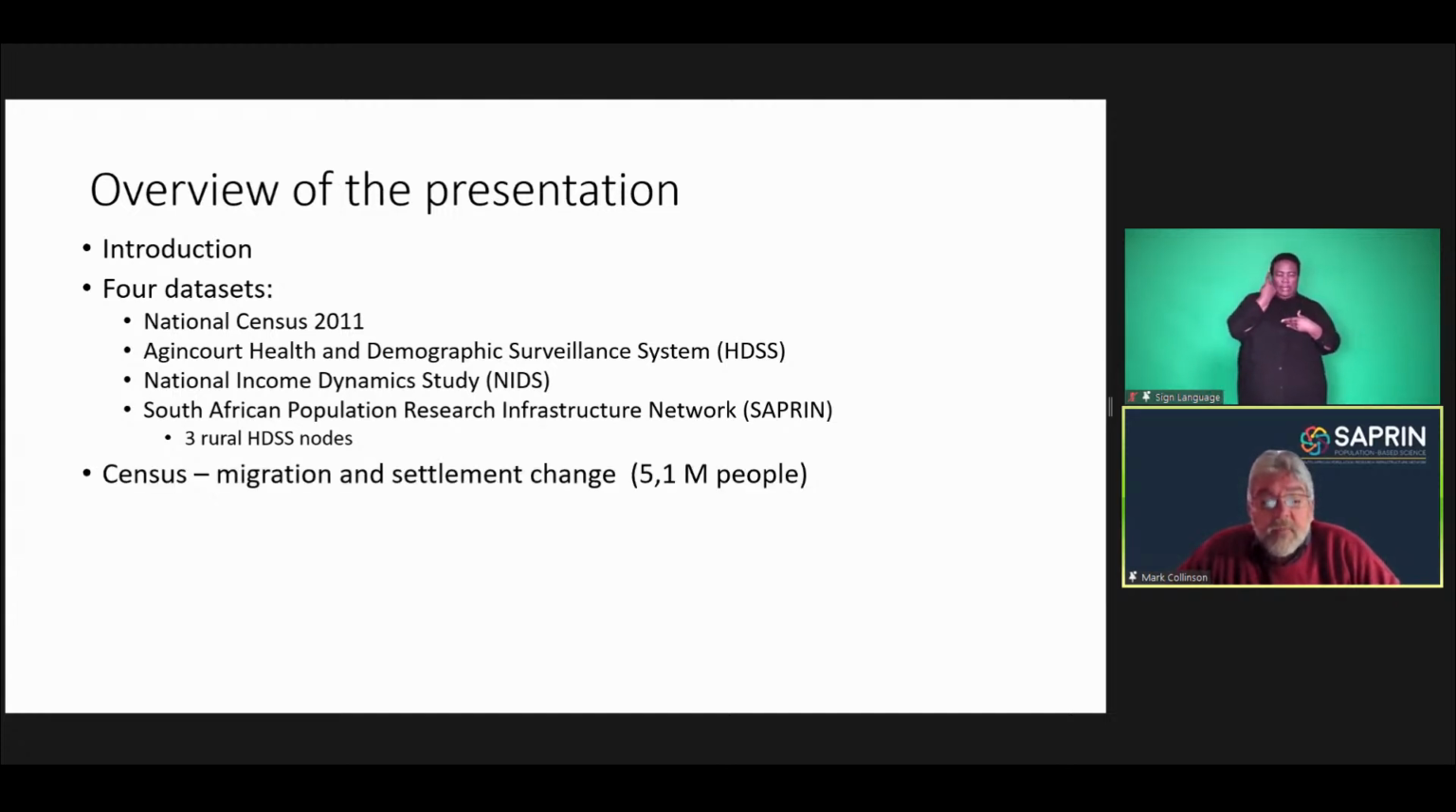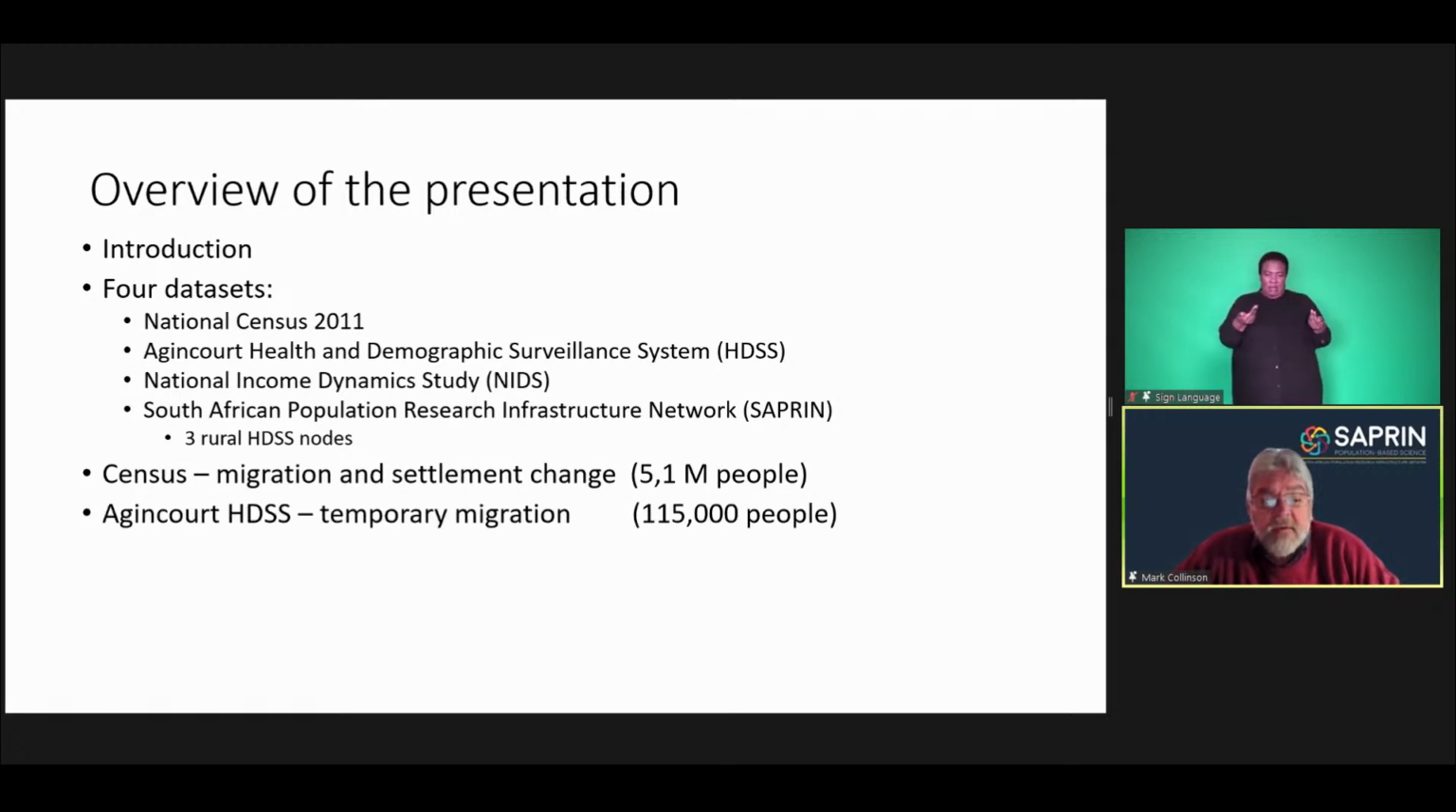From the census, which gives us a purview of 5.1 million people, this particular census 2011 I'm talking about. The census 2011 was a very rigorous and valued census. Much has been done on it. So I've chosen this one to help us unpack the post-apartheid urbanization and settlement change dynamics.